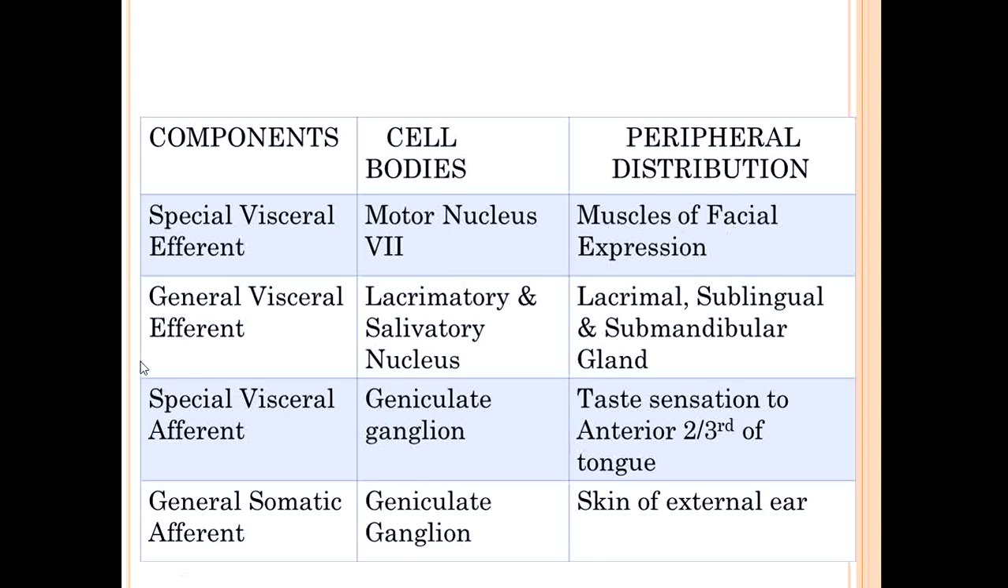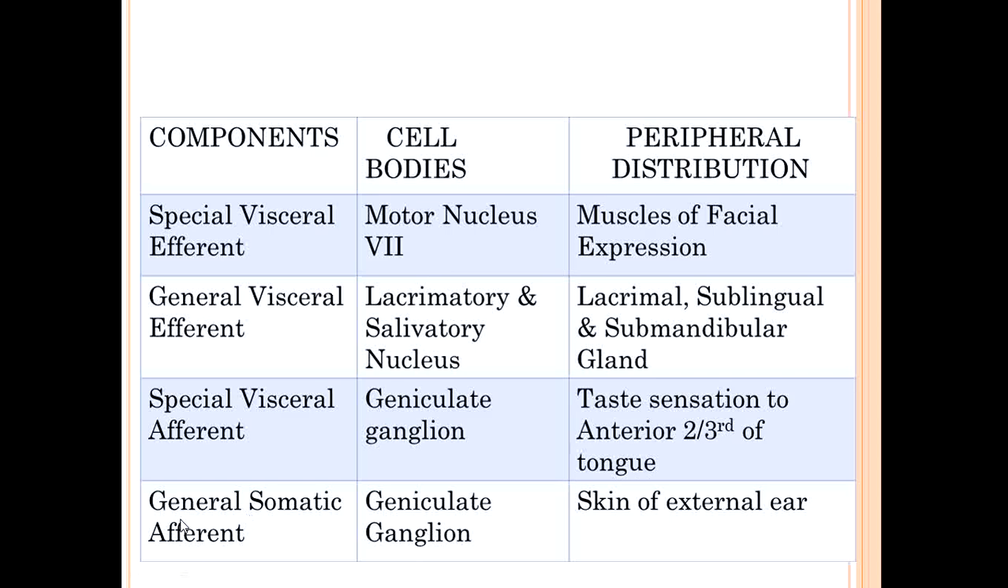Another is general visceral efferent. So efferent again motor. That is the nucleus is lacrimatory and salivatory nucleus and it will be supplying lacrimal, sublingual and submandibular gland. Other is special visceral afferent. That means it is sensory. So the fibers will be reaching the geniculate ganglion. What do they carry? They carry the taste sensation to the anterior 2/3 of the tongue.